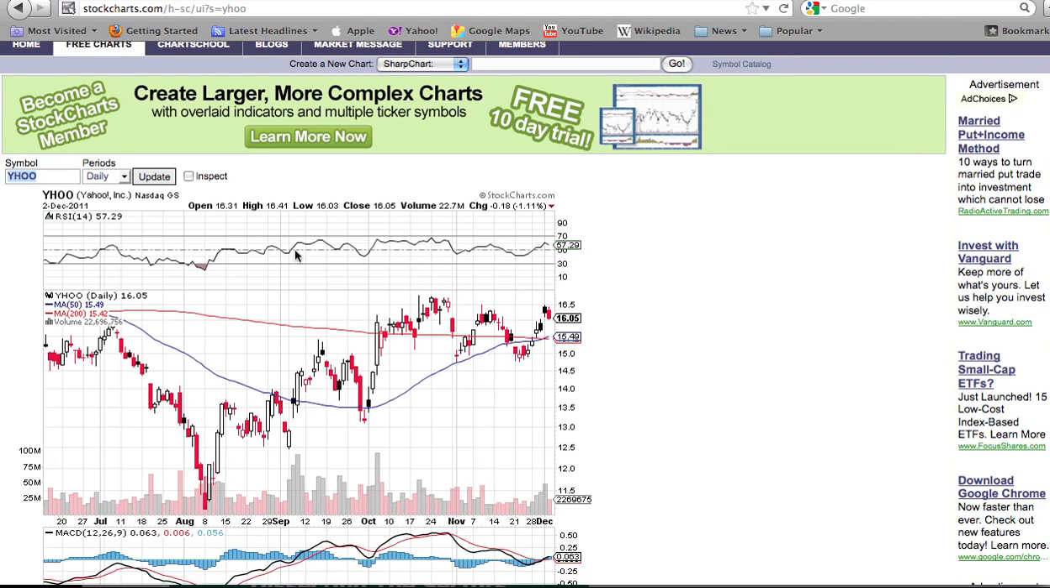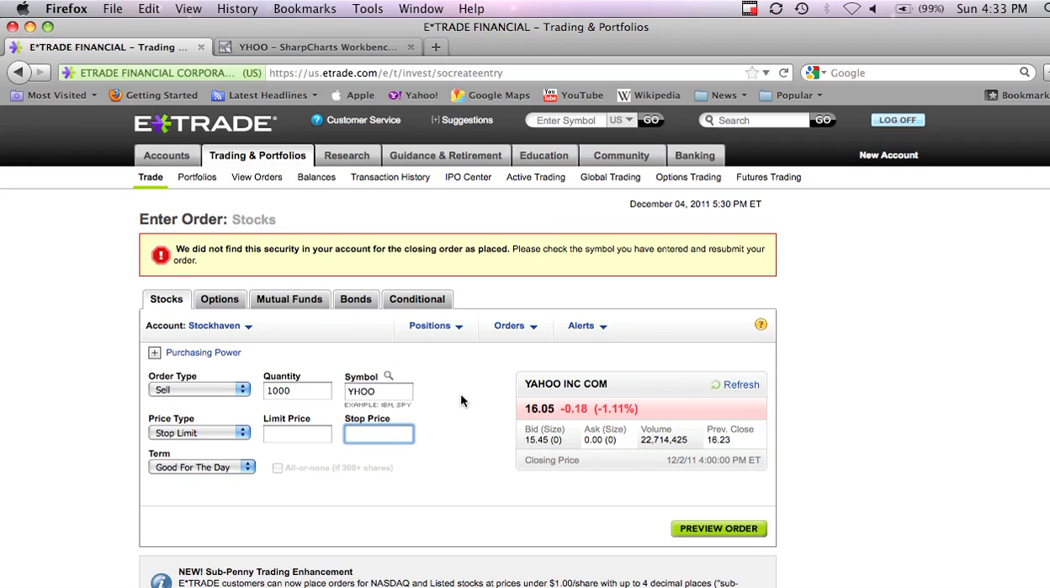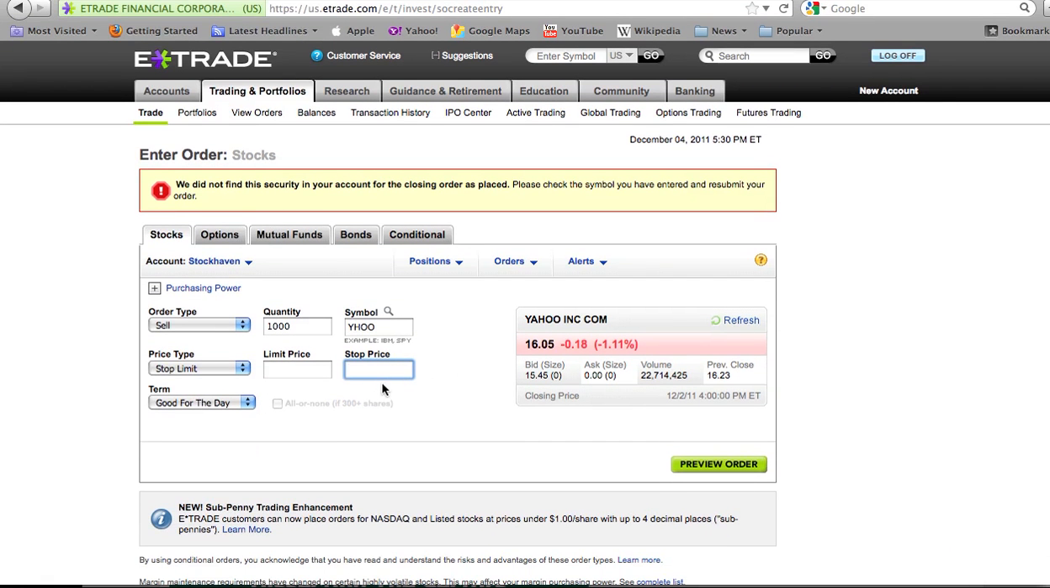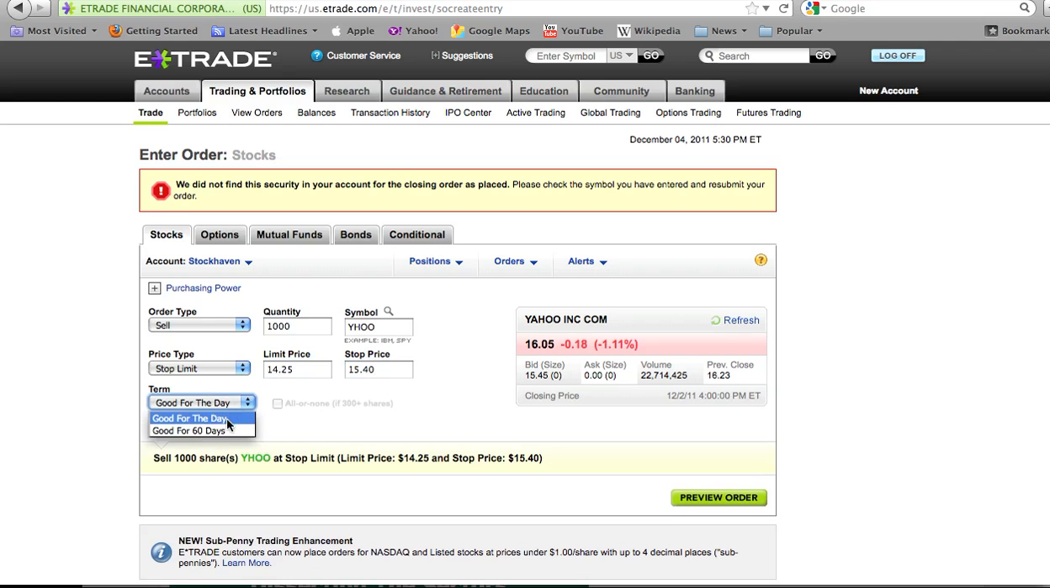So then what you could do is you would place your stop price right here at 1540, and that's going to stop you out. And then you're going to put a limit price to buy the shares back. So you're getting stopped out and then you're buying the shares back at, let's go with 1425. Now you make it good till canceled because it's not likely to make that one move in that same day.